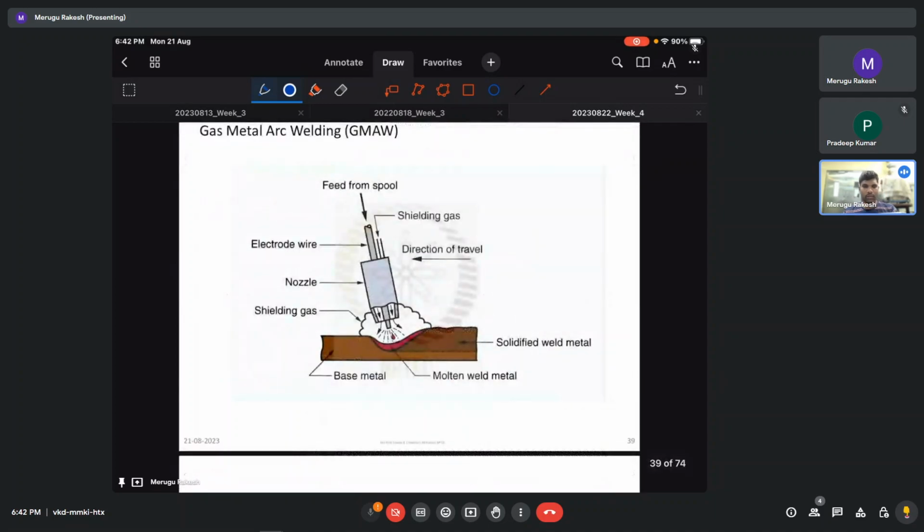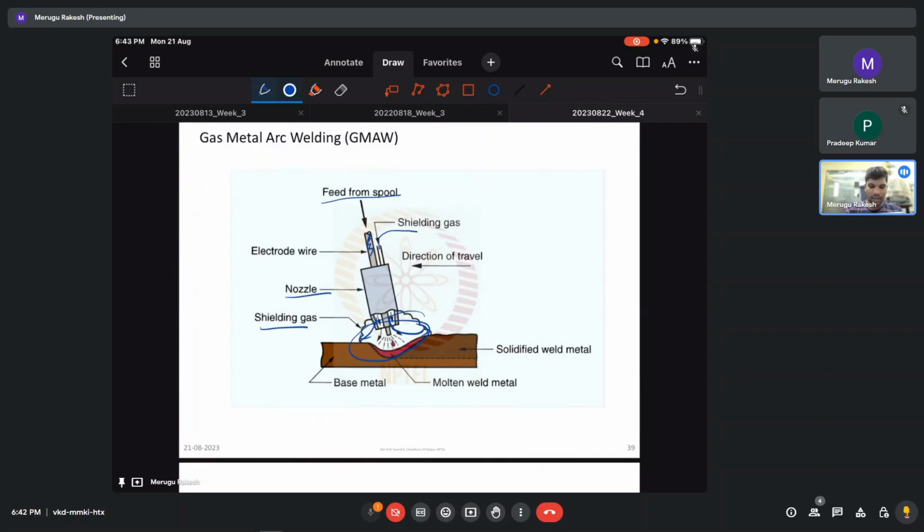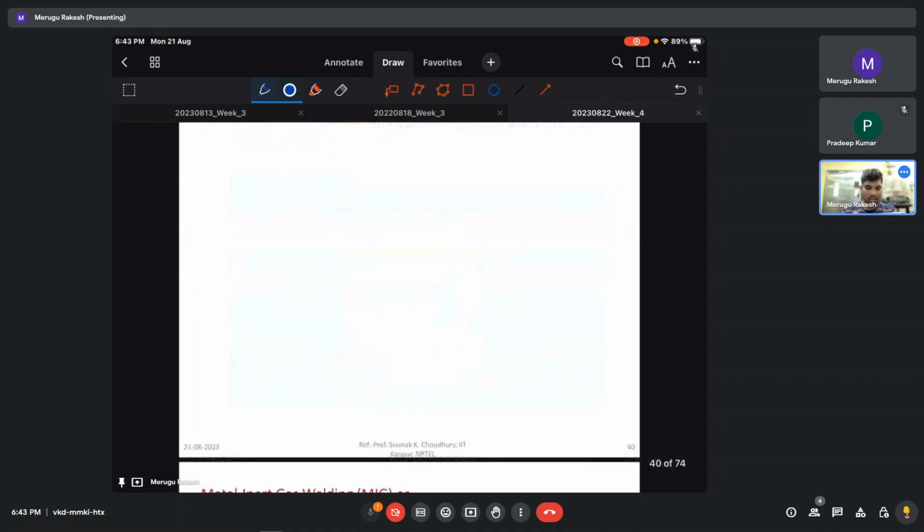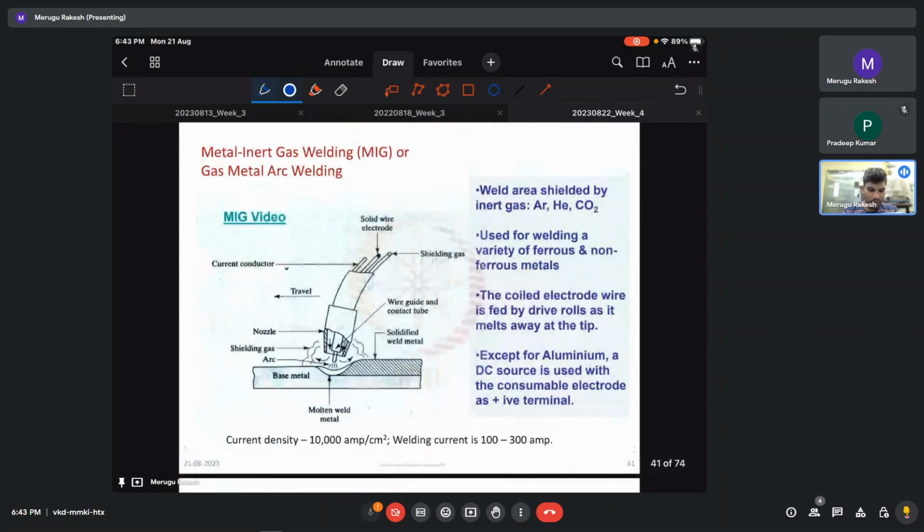So this is how it looks. We have a wire coming from the spool. Then we have a slot for providing the shielding gas, which protects the weld zone. We have a nozzle, a welding gun, shielding gas, the electrode wire, and the direction of travel. This is the molten metal, and this is the base metal. This is gas metal arc welding, which we also call MIG, or metal inert gas welding.